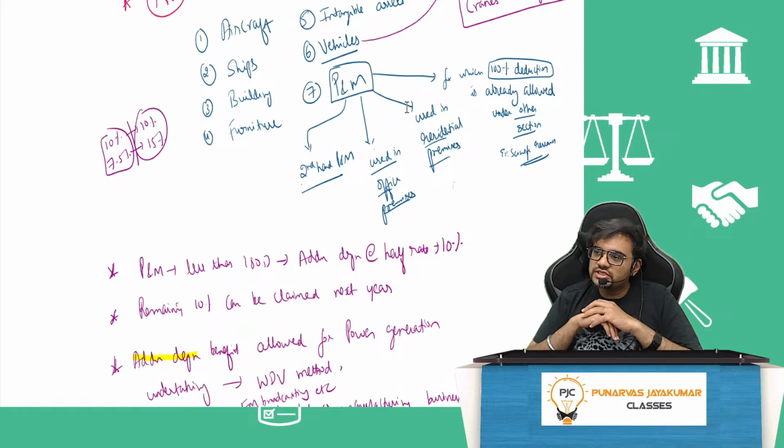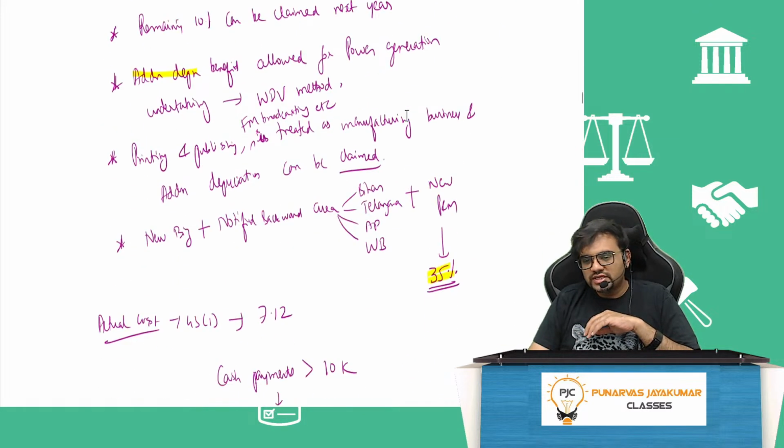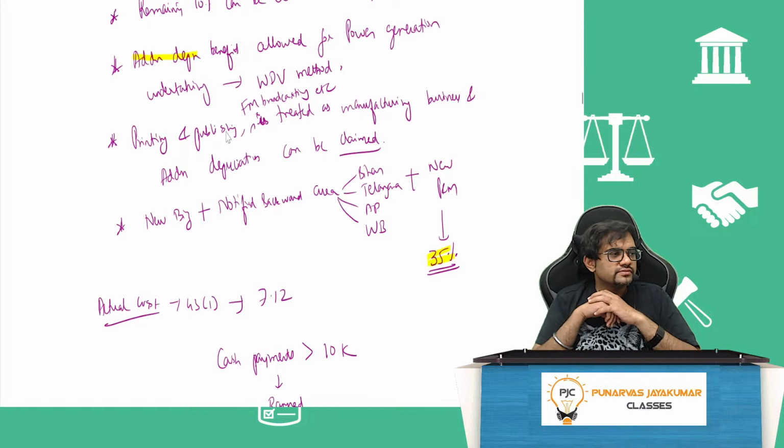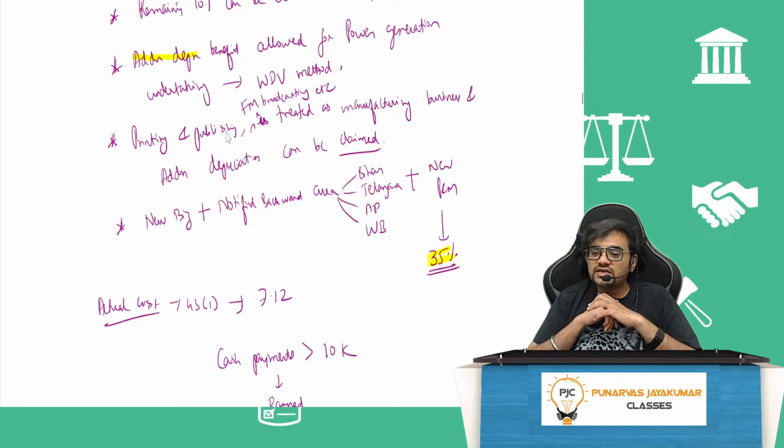They wanted additional depreciation on all those things. Is it manufacture? If you see, yes. Printing and publishing, FM broadcast, telecast, etc. are treated as a manufacturing business, and additional depreciation can be claimed.